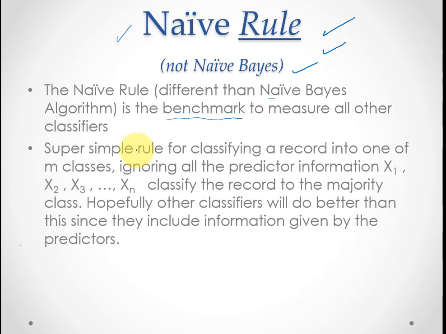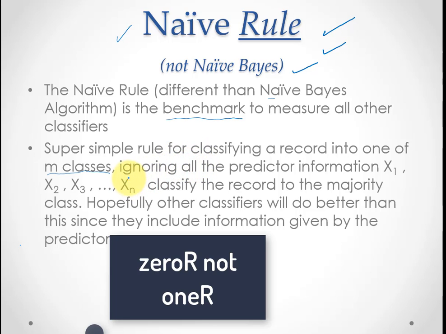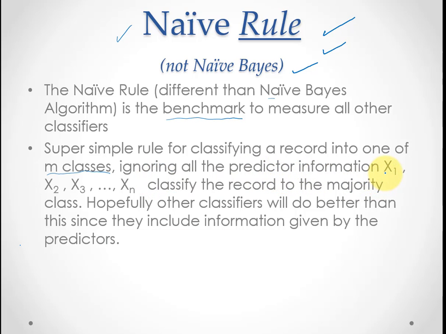Okay, it's a super simple rule for classifying a record into one of M classes. So the class variable can have M different possibilities. And it ignores, just like we said with 1R, all the predictor information. We're going to denote the predictor information by x1, x2, x3, and so on up to xn. Like in the iris data set, we had sepal length, sepal width, petal length, and petal width.